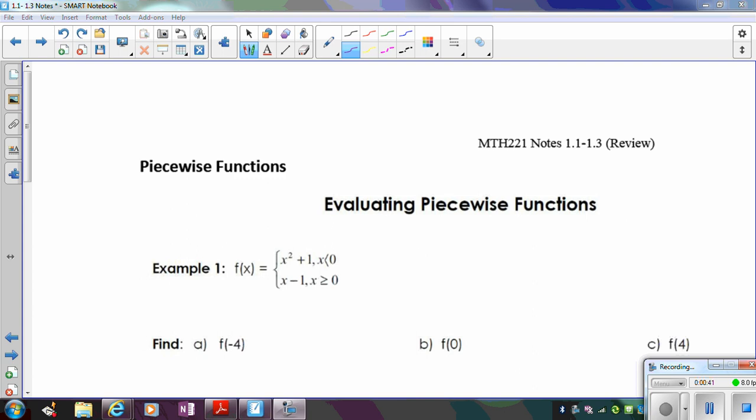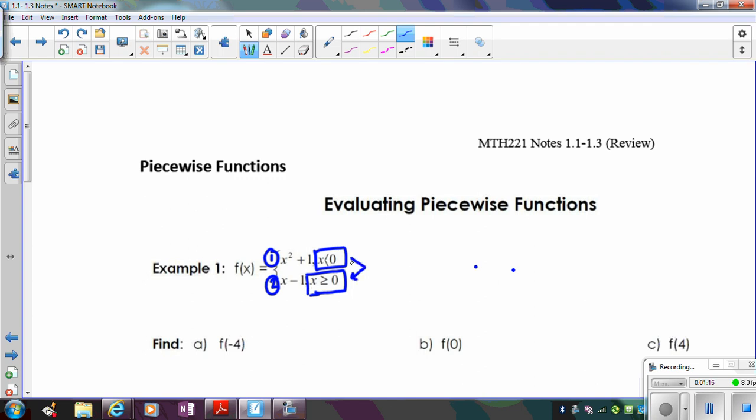So in this example, you see this bracket here, and there's 2 different parts. So these are the 2 different pieces. There's part number 1, and there's part number 2. And each piece contains a restriction or a condition that you have to follow. What this means is if x is less than 0, we're going to use this first part. That's the rule we have to follow. If x is greater than or equal to 0, then I have to plug into x minus 1. That's the part of the function I want to use.